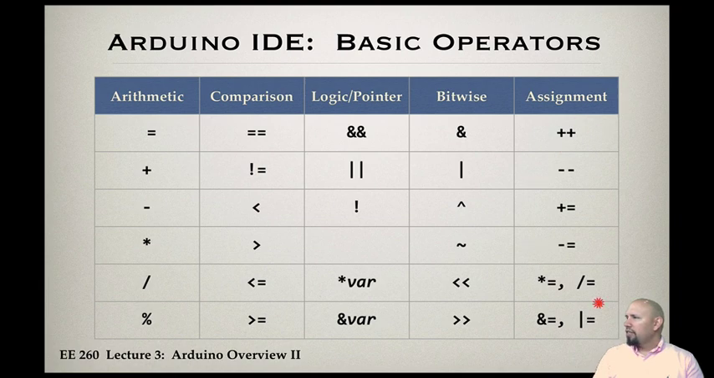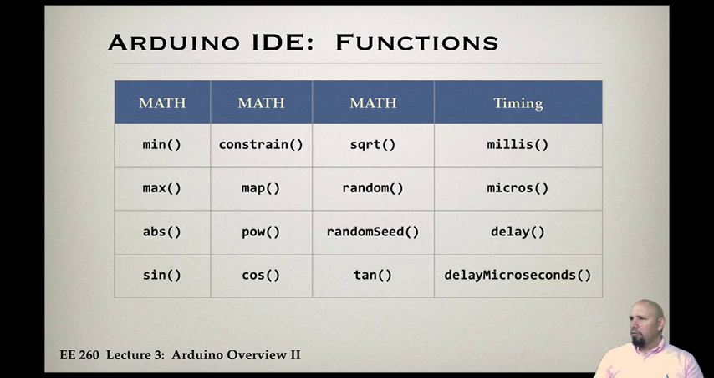I can also have some assignment operators. This does an increment, this does a decrement. If I have A plus equals 3, that's the same as saying A is equal to A plus 3. Or minus equals, so it's A minus whatever. I can do times equals, divide equals, and equals, or equals. I can do all of those kinds of assignment things. Again, similar to what we have in C.